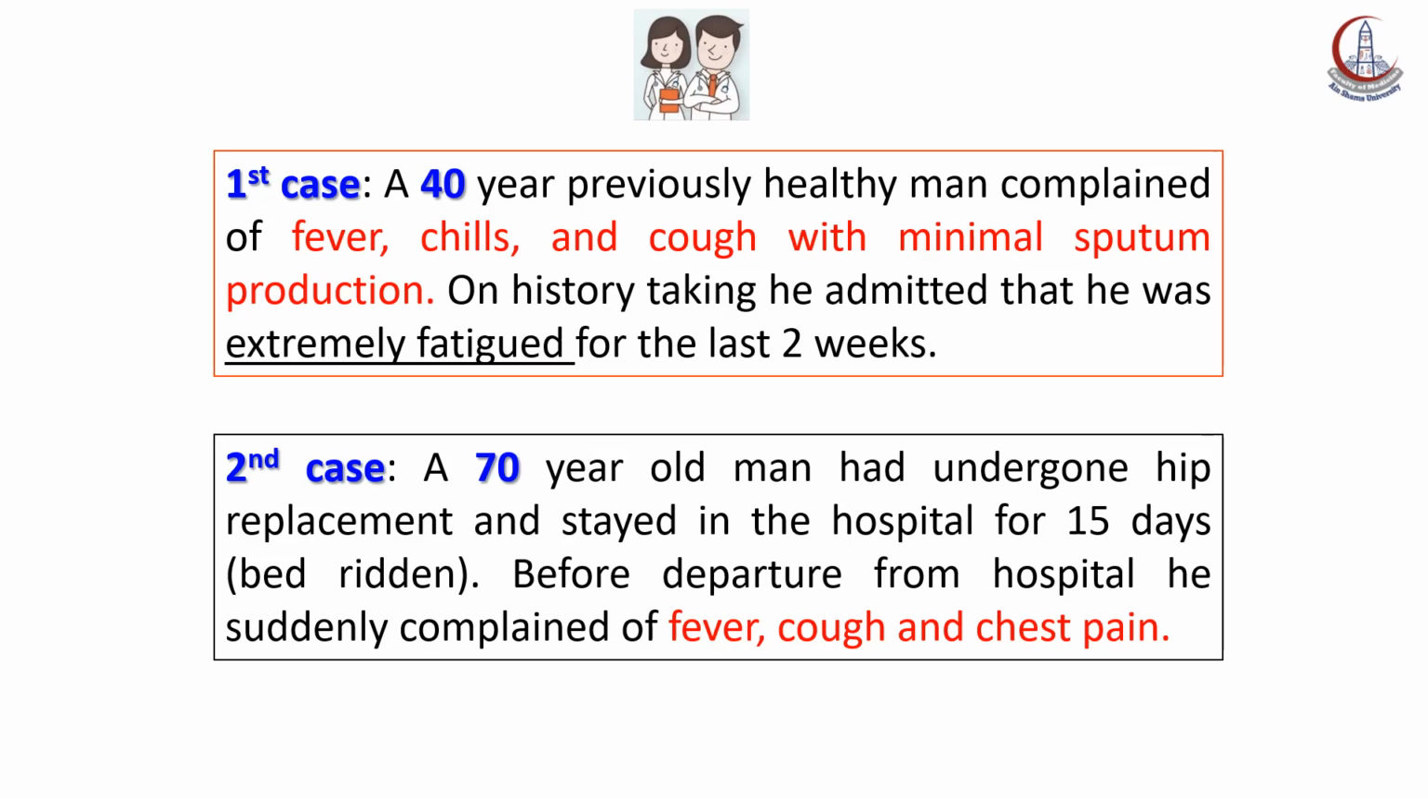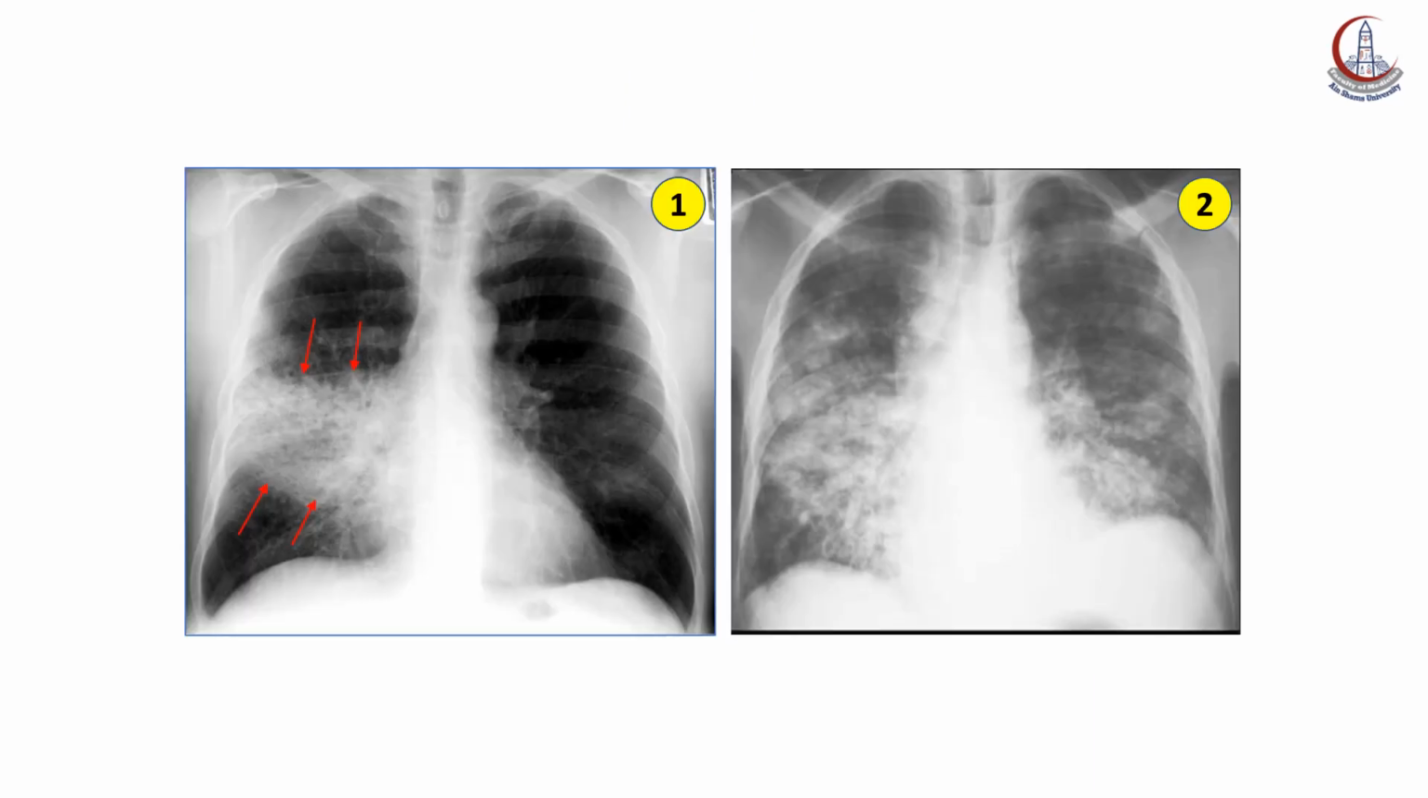Our second scenario is an older patient, a 70-year-old male, who had undergone hip replacement and stayed in hospital for 15 days. He was a bedridden patient. Before departure from the hospital, he suddenly complained of fever, cough, and chest pain. What is the difference between the two scenarios?